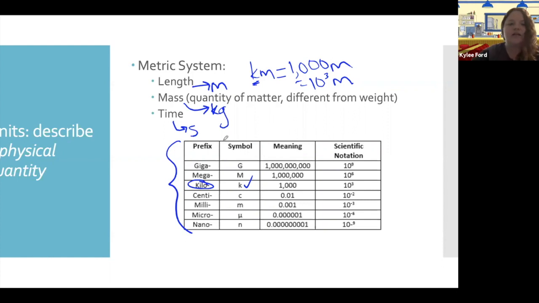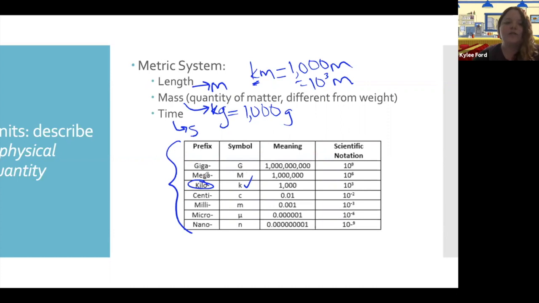Now, we can say the same thing for mass. So we typically use kilograms, but we could talk about it in terms of grams, and it would be the same sort of thing. It would be 1,000 grams.